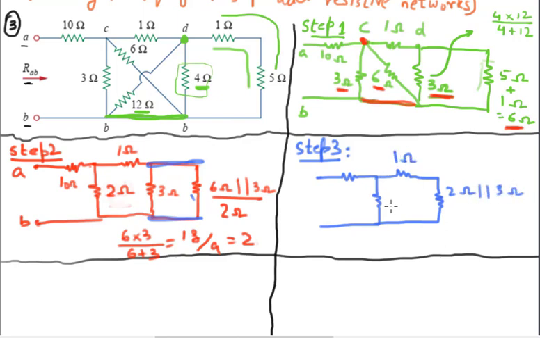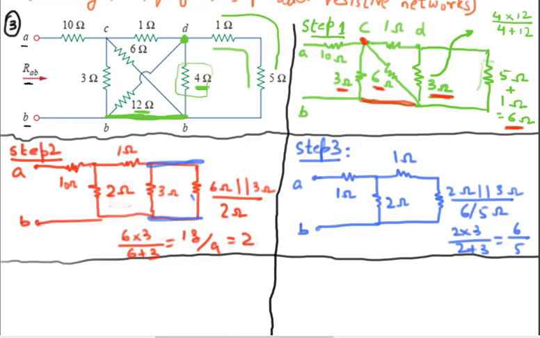So this is 1 ohm, this one is 2 ohms, and this is 1 ohm resistance. And these are points A and B. And 2 ohm parallel 3 ohm, what does that make? 2 into 3 over 2 plus 3. That comes out to be 6 over 5. So this is actually 6 over 5 ohms. That's what it is.